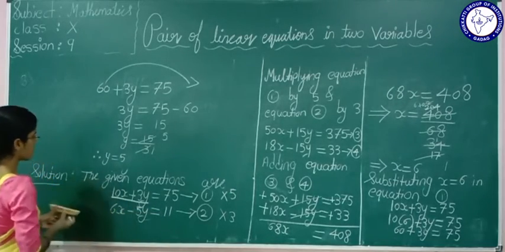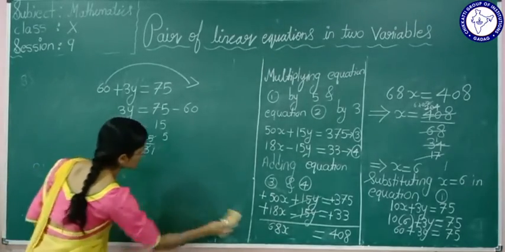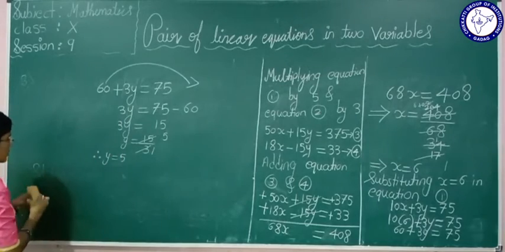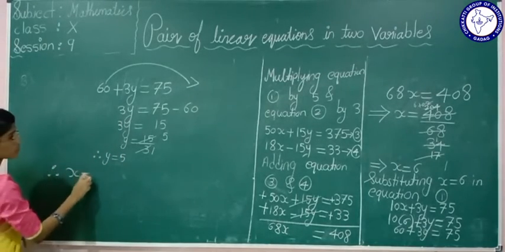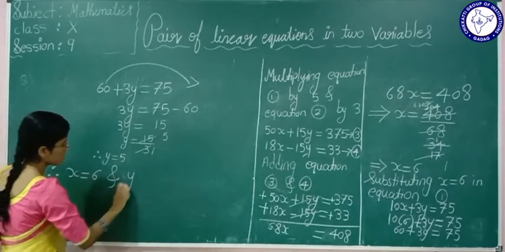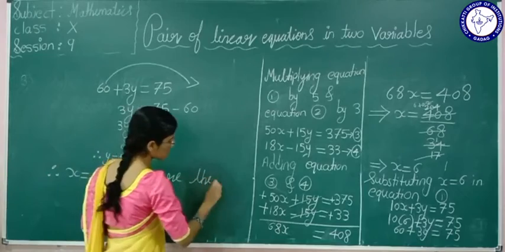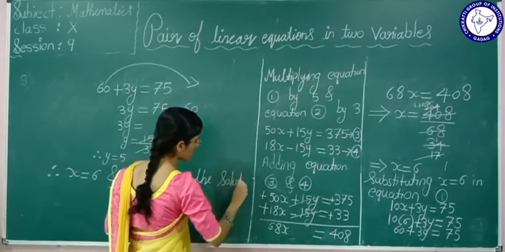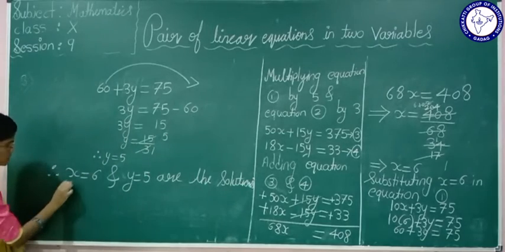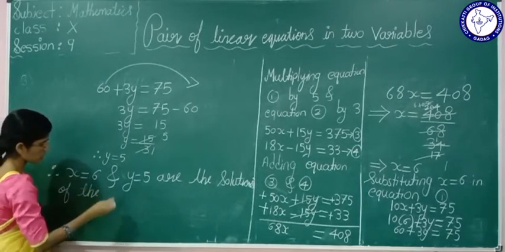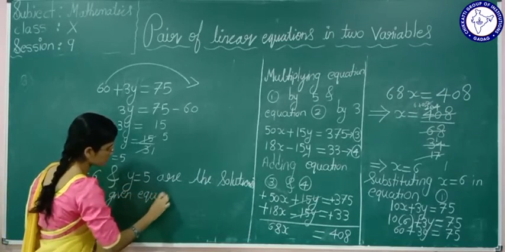Yes. Now see what we will write. How will we conclude this? Therefore x is equal to 6 and y is equal to 5 are the solutions of the given equations.